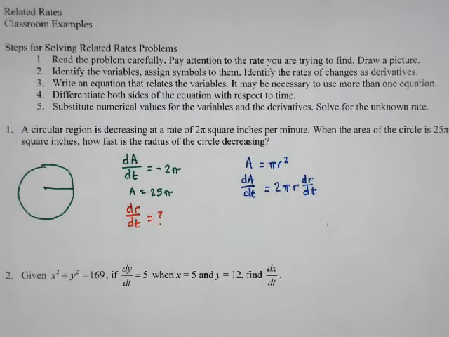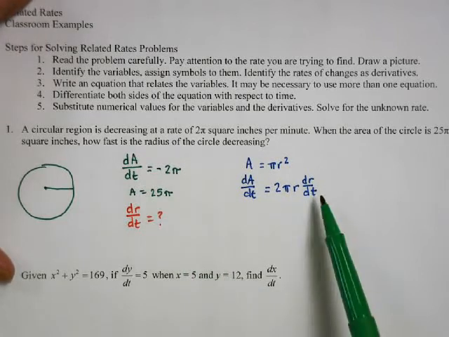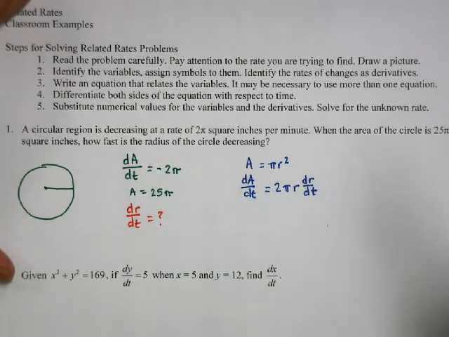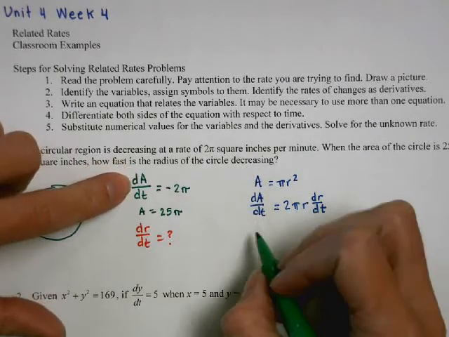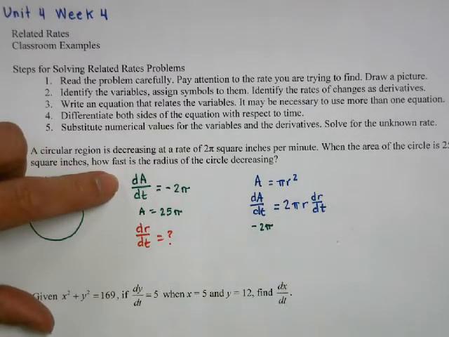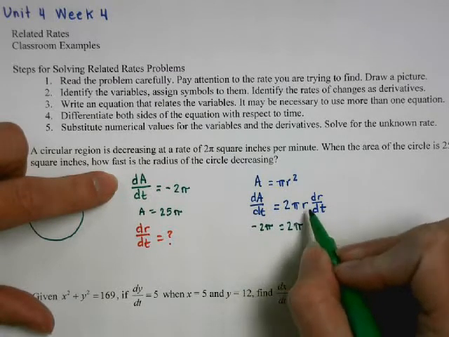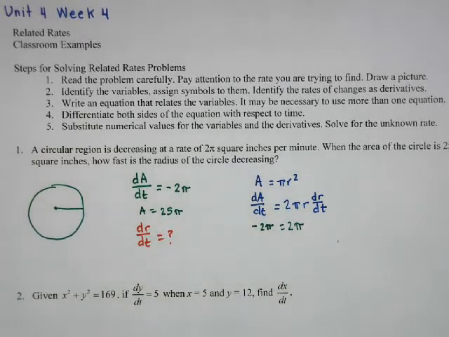Now there are two ways to approach this. Either you can fill in the values and then solve for dr/dt, or you can solve for dr/dt first. So you can either solve for the variable or plug in the values. I'm going to plug in the values that we have and solve for our unknown. So dA/dt is going to get replaced with negative 2 pi. R, we don't really know, but we can find it.